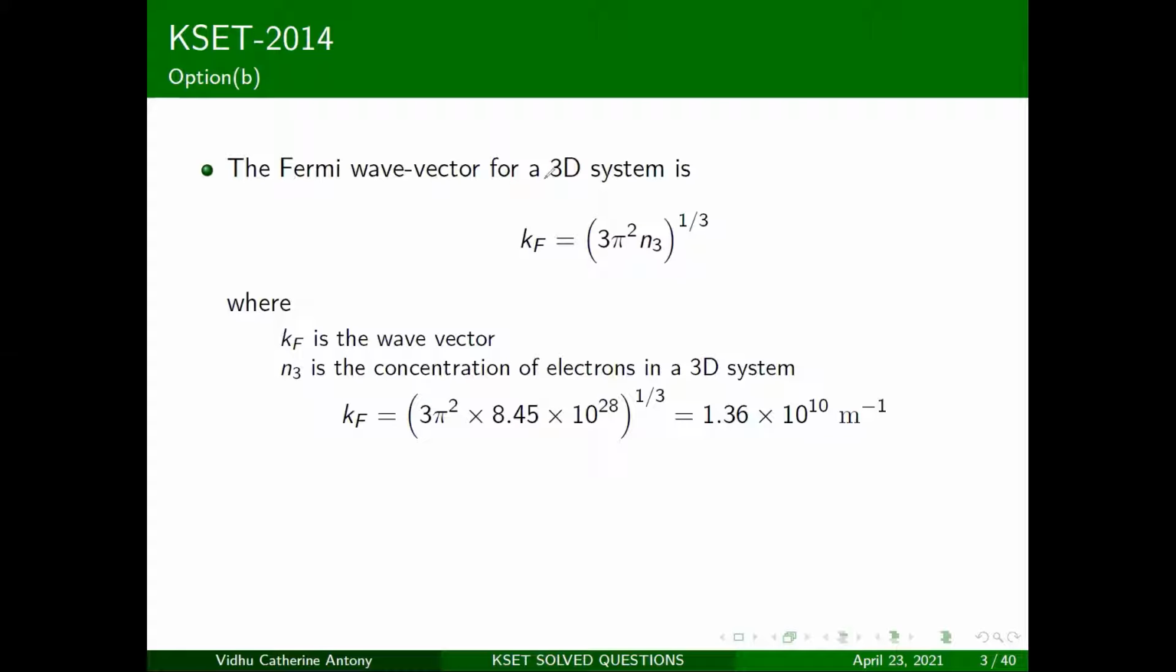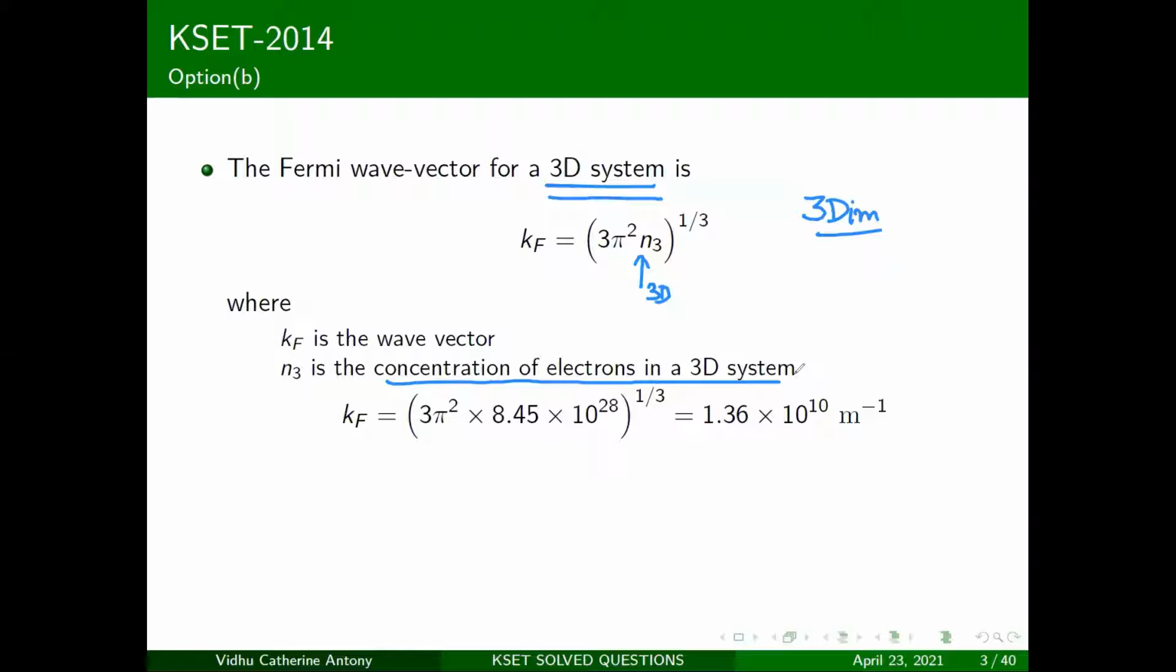Okay, so the Fermi wave vector for a three-dimensional system is what? This is how your Fermi wave vector is. Note that it is for a three-dimensional system. I'm not talking about a one-dimensional system here. The magnitude of your Fermi wave vector, there's no vector here, k_F is equal to (3π²n₃)^(1/3). This is for a three-dimensional system, that's why you have the subscript 3. And n is the concentration of the electrons in a three-dimensional system.